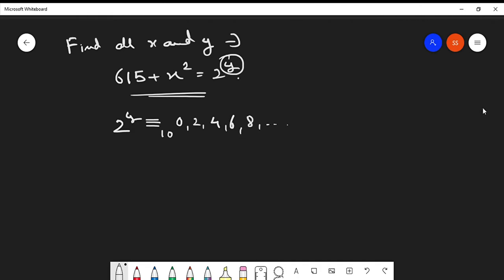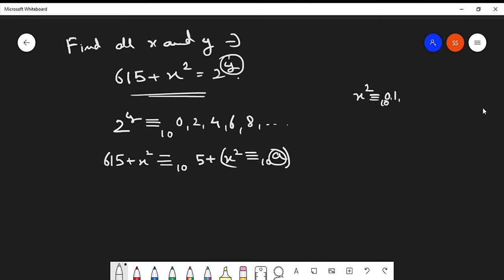And if we do the same to 615 plus x square, what do we get? We get 5 plus x square. Clear? So what will be these values? For x equals 1, we can get 1. For all values, 0 we can get, 1 we can get, 2 square is 4, so 4 we can get, 3 square is 9.